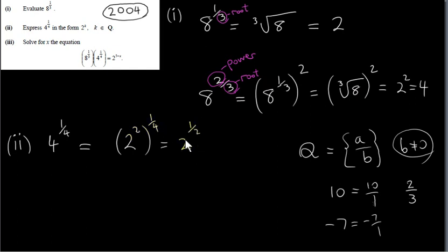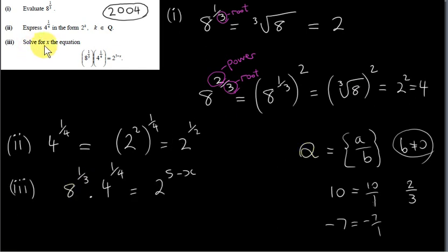So that's it. We've written 4 to the power of a quarter in the form 2 to the power of k. This is in the form 2 to the power of k. You can see what k actually is. k is actually a half, although you don't have to explicitly state the value of k. It's clearly a rational number. It's an element of Q.